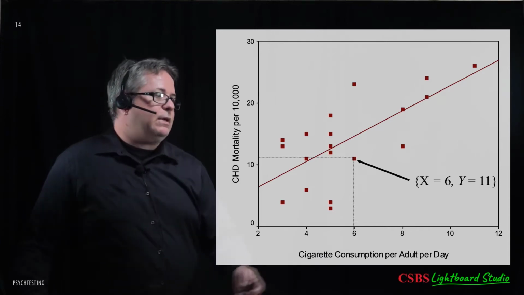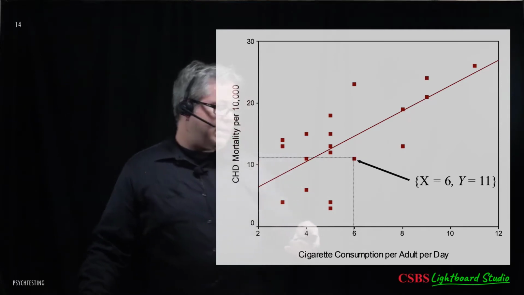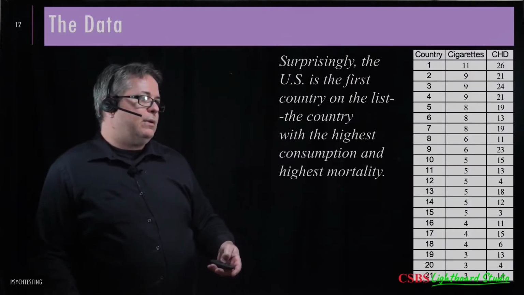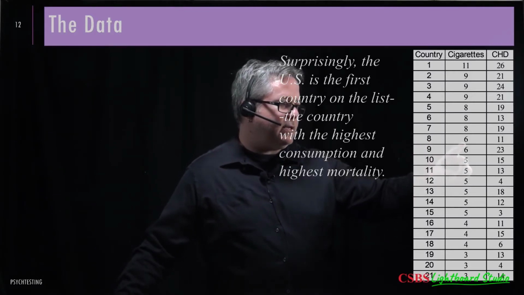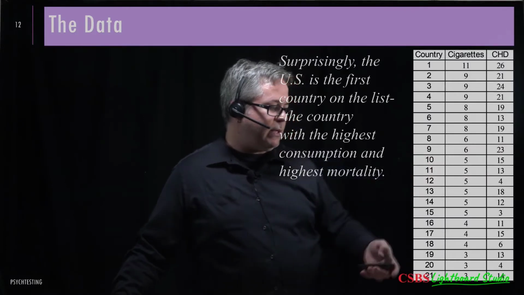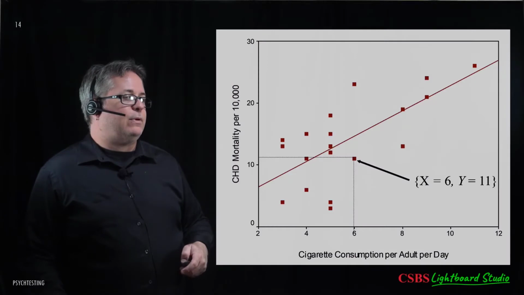And you can see that this particular point here is a country that had 6 cigarettes per adult per day, and they had 11 deaths per 10,000. So whatever it is, country number 8, 6 cigarettes per person per day, 11 deaths per 10,000. That represents country number 8 there, which I don't remember off the top of my head who that is, but at this point it doesn't matter either, I don't think.